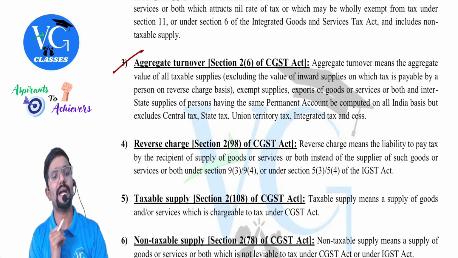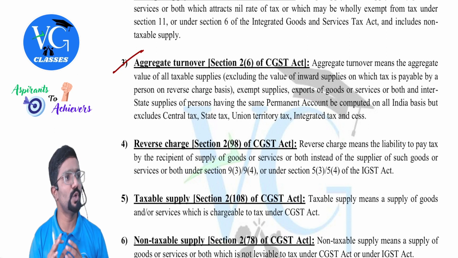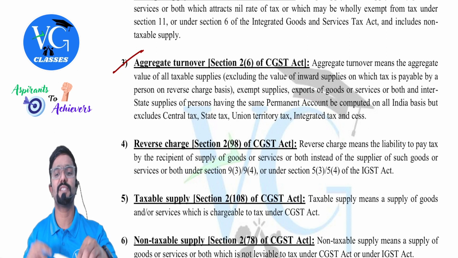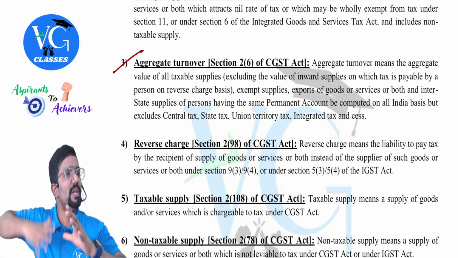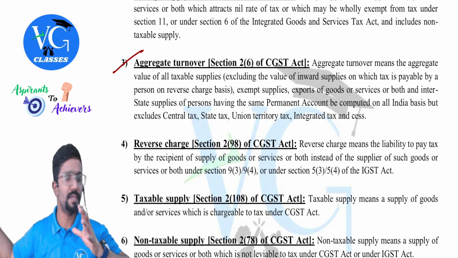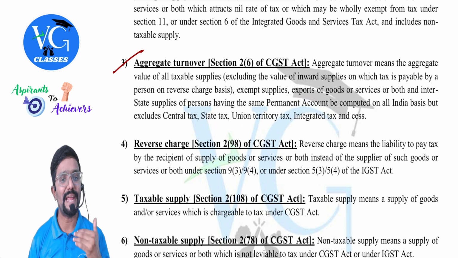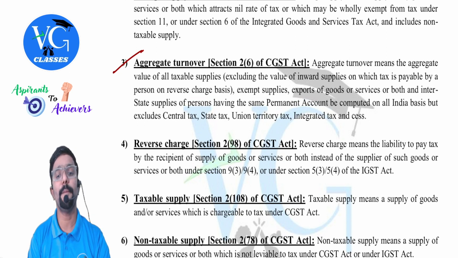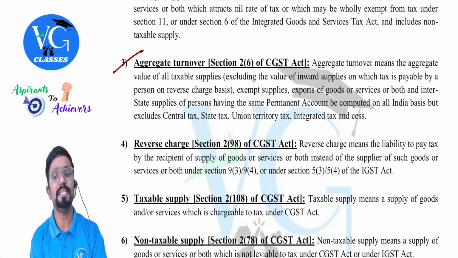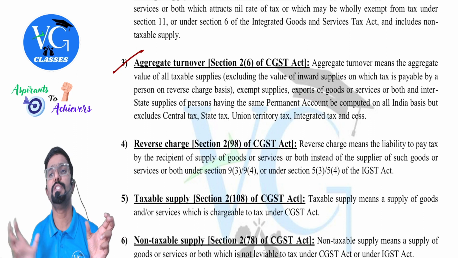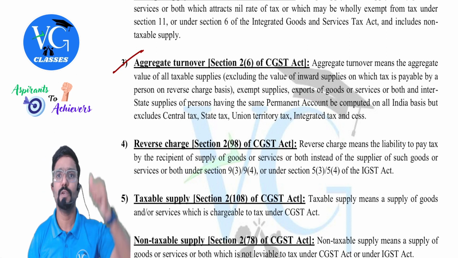Aggregate turnover means the aggregate value of all taxable supplies, excluding the value of inward supply on which tax is payable by a person on reverse charge basis. Can I say this first sentence is nothing but only my outward supplies? Yes, sir. Exempt supplies, exports of goods or services or both, and interstate supplies of persons having the same PAN, to be computed on all India basis, but excludes central tax, state tax, union territory tax, integrated tax, and cess. So all this should not be included. Turnover will not include the GST component or cess component. Hope you got it.